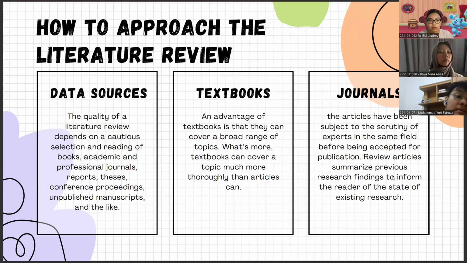The quality of a literature review depends on a cautious selection and reading of books, academic and professional journals, reports, theses, conference proceedings, and published manuscripts, and the like. And with the textbooks, an advantage of textbooks is that they can cover a broad range of topics. What's more, textbooks can cover a topic much more thoroughly than articles can. And with the journals, the articles have been subject to the scrutiny of experts in the same field before being accepted for publication, and review articles summarize previous research findings to inform the reader of the state of existing research.